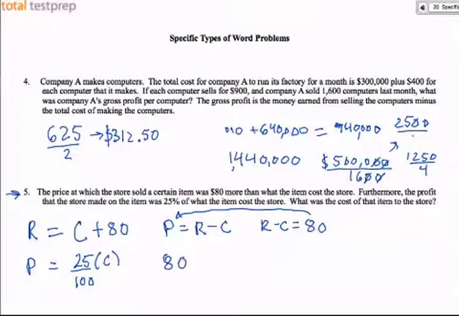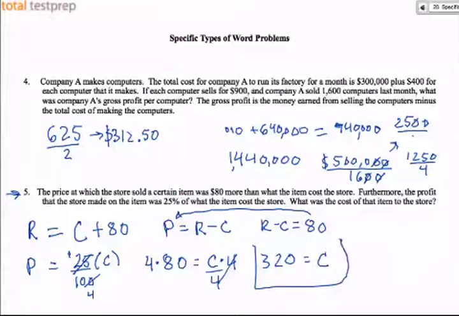Because remember, profit is equal to the revenue minus cost. So 80 is equal to 25%, or 1/4 of the cost. So the 80 is equal to the cost divided by 4. We multiply both sides by 4, and we get 320 equals the cost. So the question is, what was the cost of that item to the store? The cost was $320.